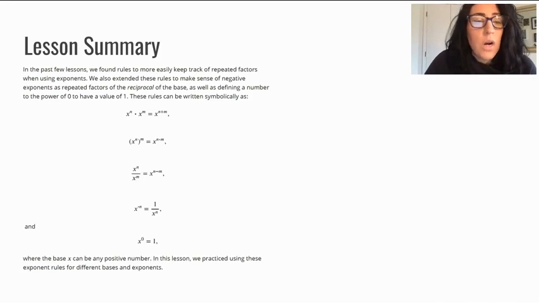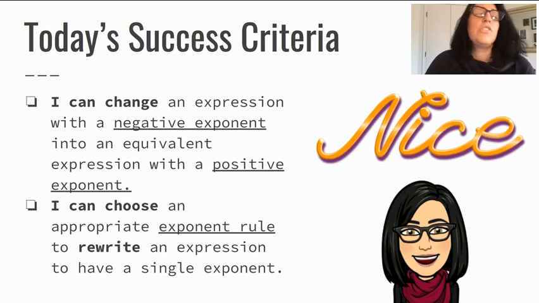Okay, so overall in your lesson summary, it covers some of the components we just talked about. This right here was mentioned in the last video, that rule, and how it applies to everything that we did with bases of 10. And just a reminder that your goal for this video was to be able to change an expression with a negative exponent into an equivalent expression with a positive exponent, and then be able to choose the appropriate exponent rule so you can rewrite things with single exponents.